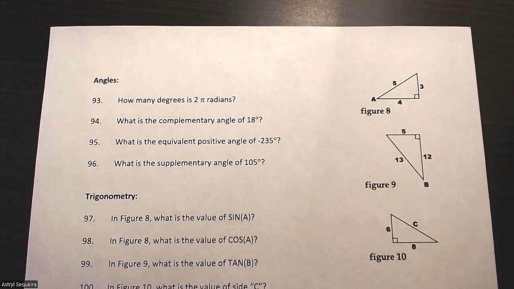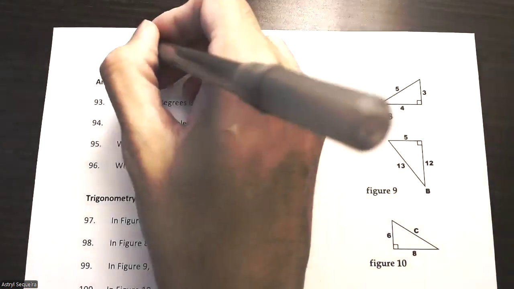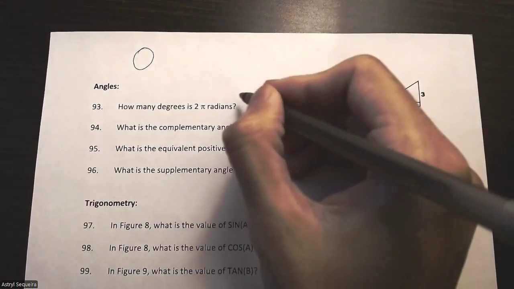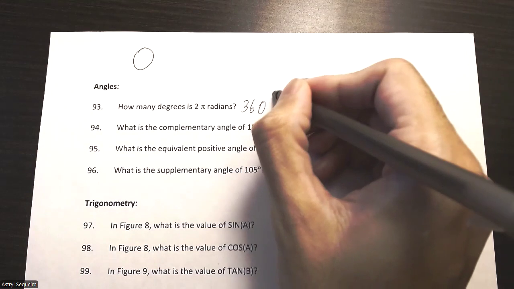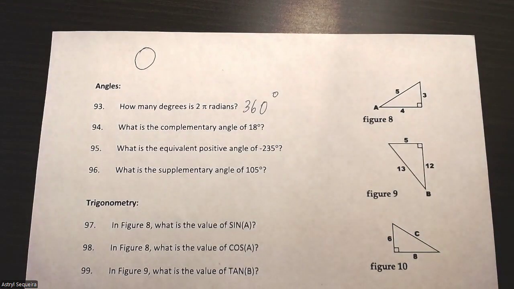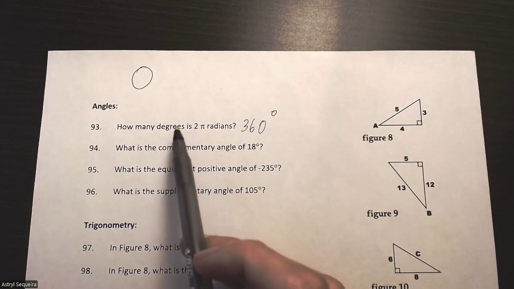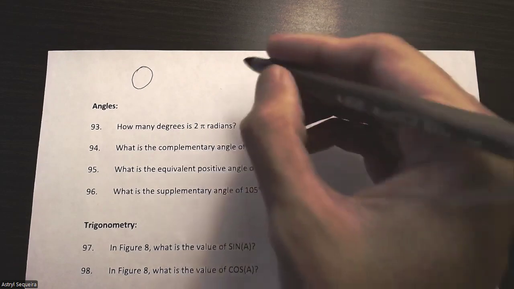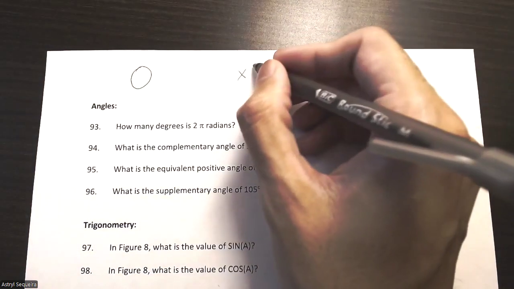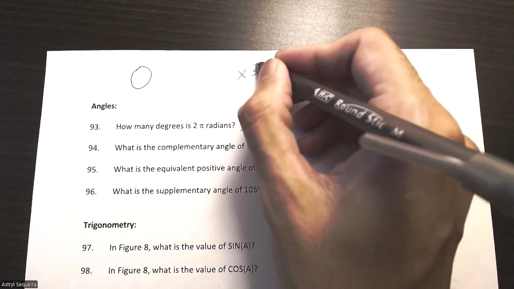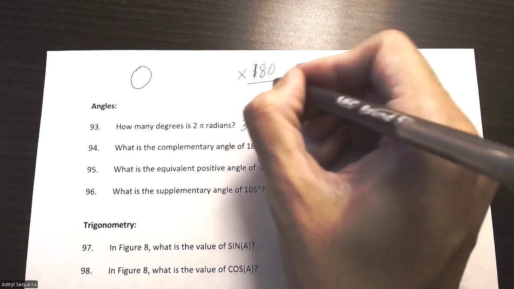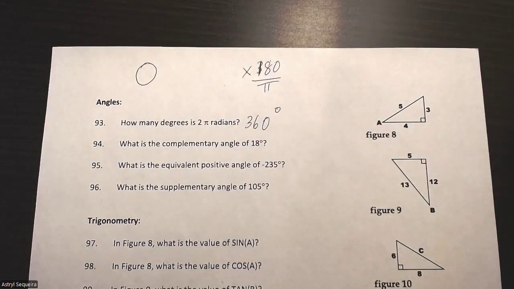How many degrees is 2 pi radians? So 2 pi radians is one circle. One circle is 360 degrees. If you ever want to convert degrees into radians, you can always multiply your radians by 180 over pi, or 360 over 2 pi if it was a different value, but 2 pi is just 360 degrees.